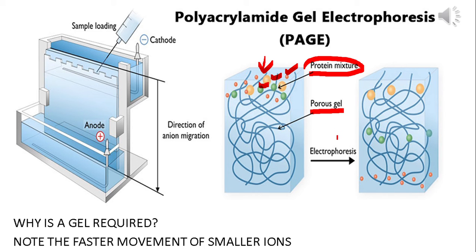Look at the figure on the right side. The smallest of them have already reached the other end of the gel slab, while the medium-sized green colored ones are in the middle, while the large-sized orange ones are near the beginning point itself. This is a very clear picture showing the principle of electrophoresis. And remember, polyacrylamide is one of the best gels used for electrophoretic separation of different sized particles.